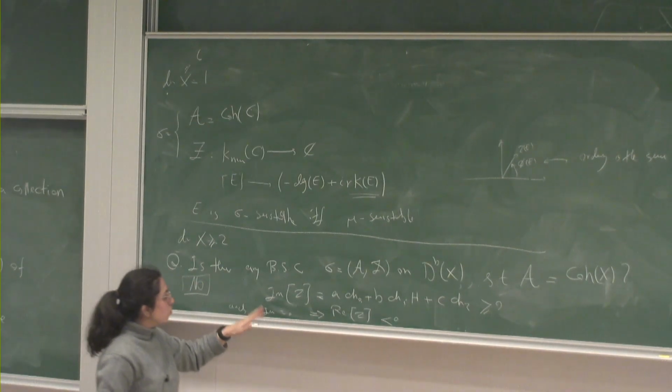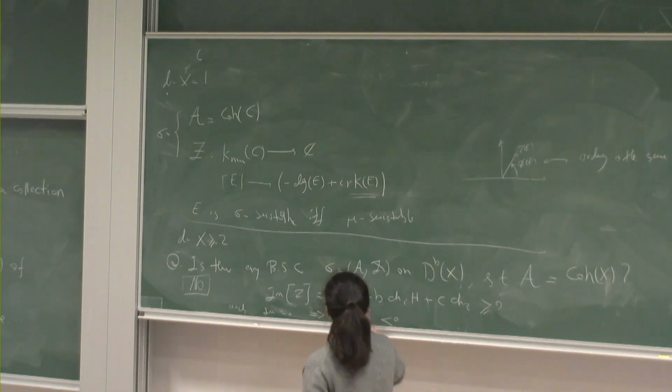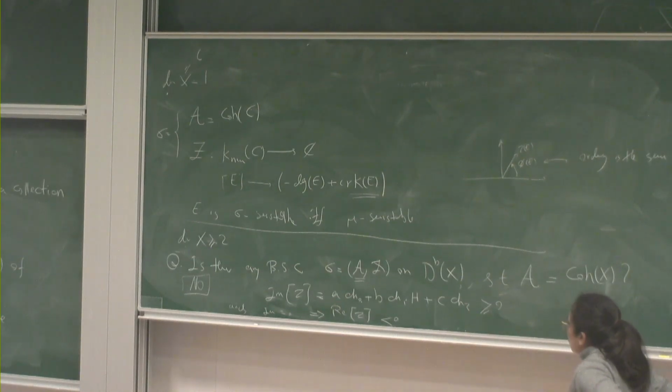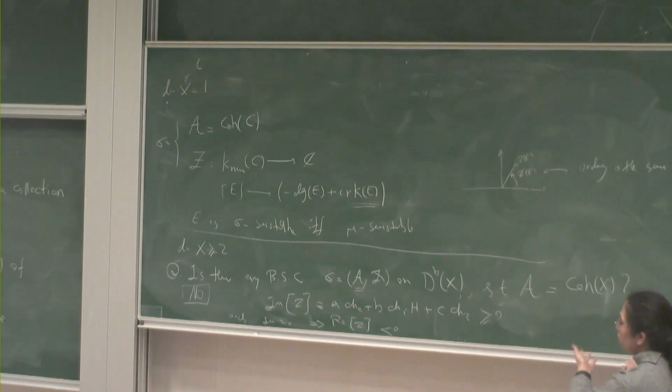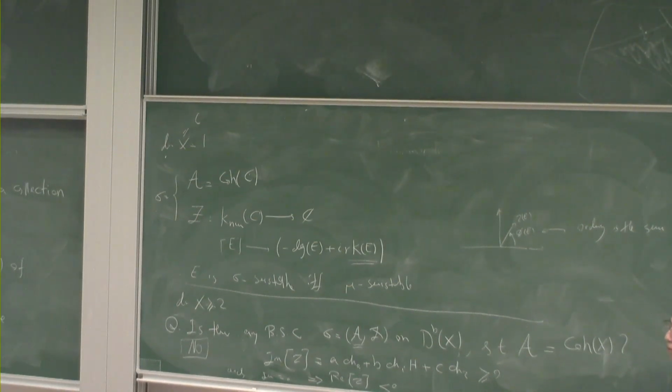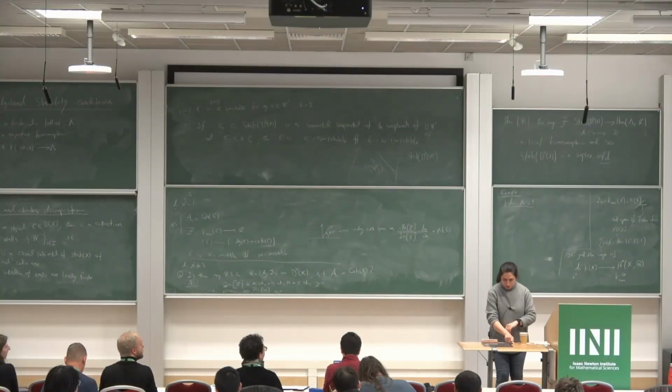That's why we have to go to other choices of this abelian subcategory of D^b(X). And that's exactly the point where the whole beauty of the theory of Bridgeland stability conditions starts. Okay, thank you. Thanks so much.